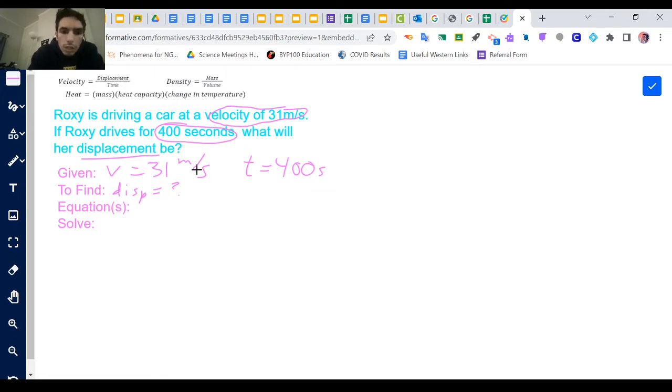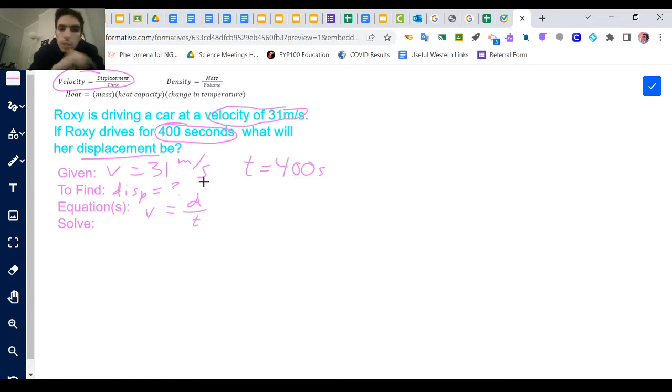But the equation that's going to be useful for us to find displacement given our velocity and time is going to be this one in the top left that relates those three variables. So I'm just going to write that here. Our v equals d over t, so just shortening that: velocity, displacement, and time. And so now we need to solve this.